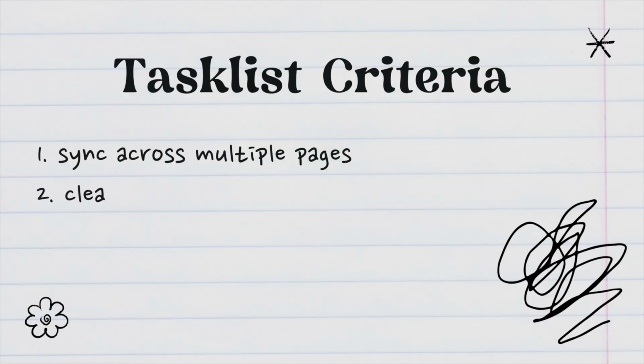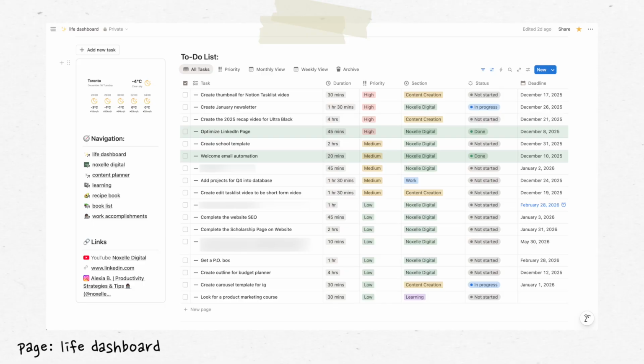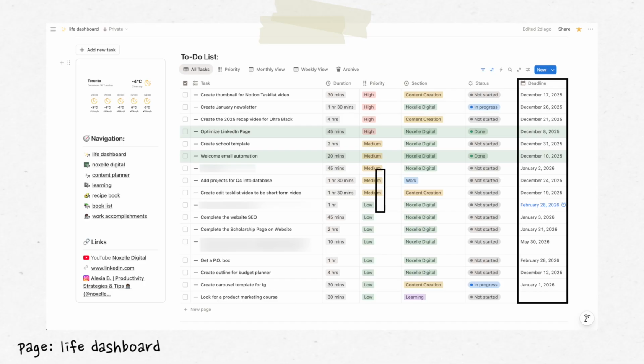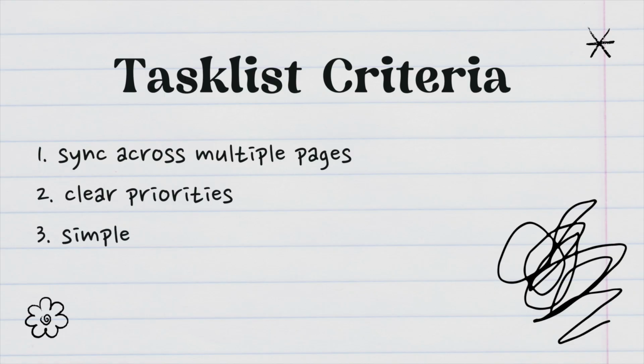Secondly, I wanted my priorities to be very clear. As soon as I open Notion, I want to know what immediately needs my attention. And I'm able to do that by setting a deadline as well as the priority for all of the tasks that I create. Lastly, I need my task list to be simple and adaptable.